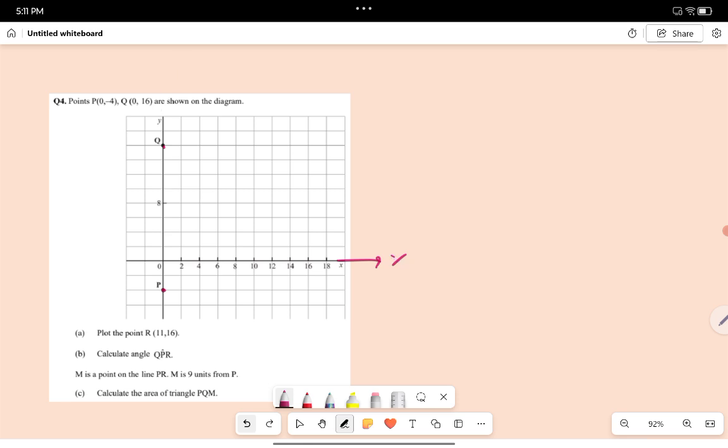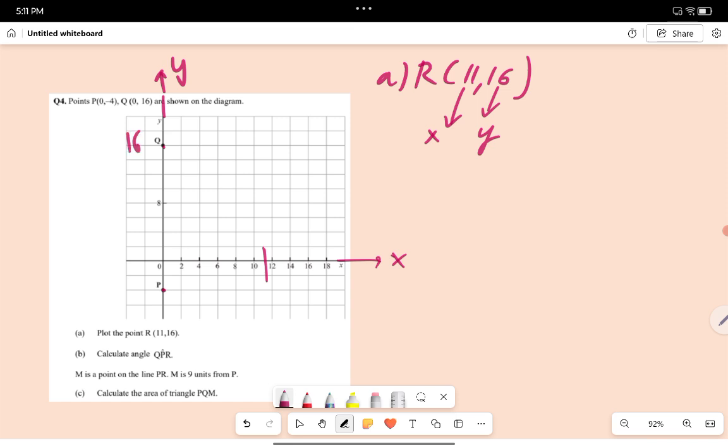Okay, and then what do they say? Plot the point R (11, 16). So R is (11, 16). So let's have a look. We have on the x-axis 11, on the y-axis 16. So on the x-axis we must be here, and on the y-axis this is 16, right? So we go up to here. So this is our point R (11, 16), right?